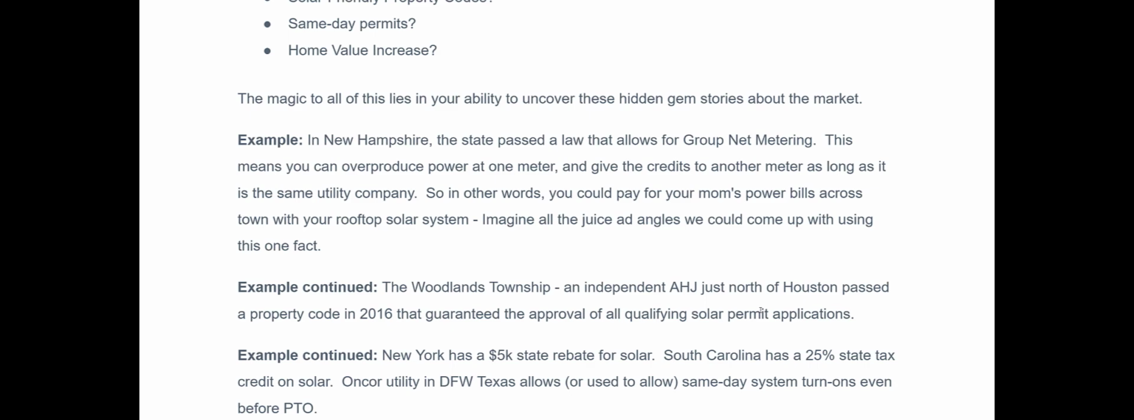So anyway, in 2016, this little town said, hey, you know what? Ooh, energy bills are going up. Let's help our residents reduce this. And we're just going to go ahead, seeing how the state of Texas already makes us say yes to solar power installation in terms of HOA applications and permits, let's just go ahead and create our own and say, hey, you know what? We're going to guarantee the approval of all qualifying solar applications. And that's what they did. Okay. And that was back in 2016.